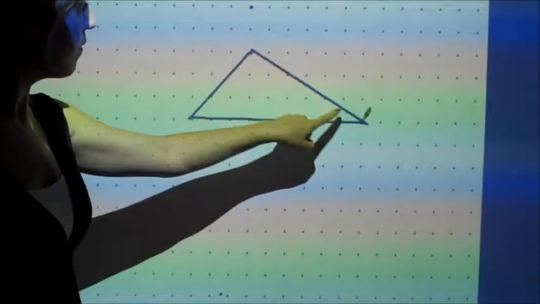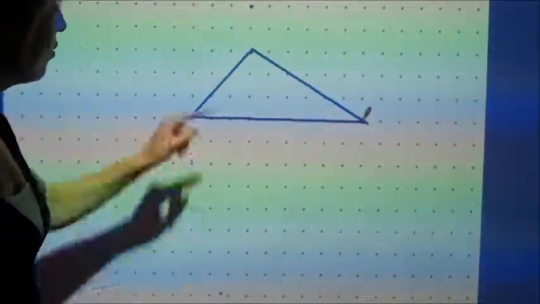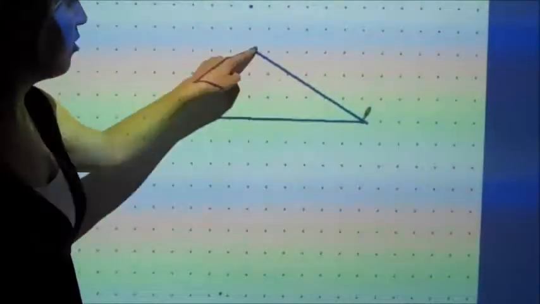And as you can see, all of our angles are not right angles, and each of our lines are followed along the dots.